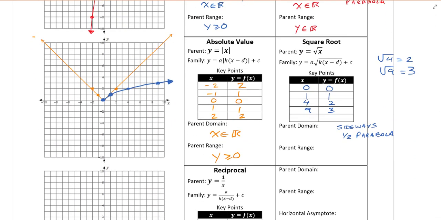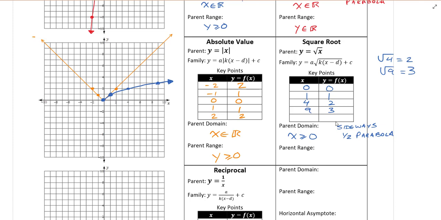And with this one, we have a sideways parabola. The reason is this is the inverse of a quadratic. That's something we'll talk about later. So now, what about our domain and range of this thing? Well, we just said I can't put anything less than 0 into this. So the x-coordinates have to be greater than or equal to 0.